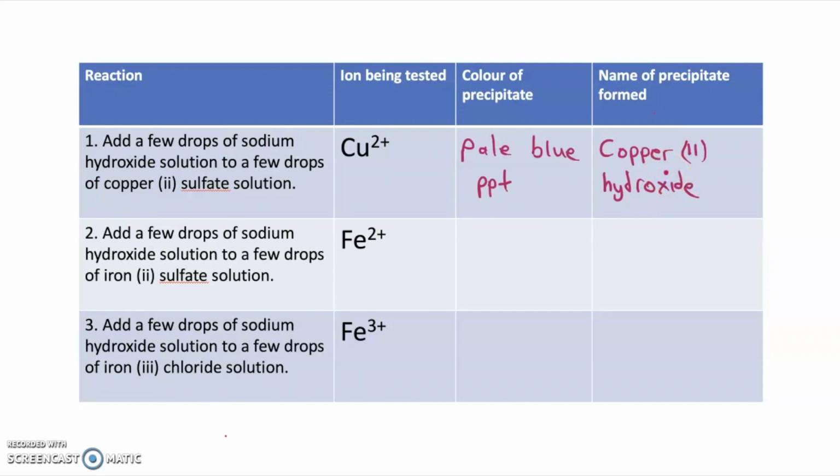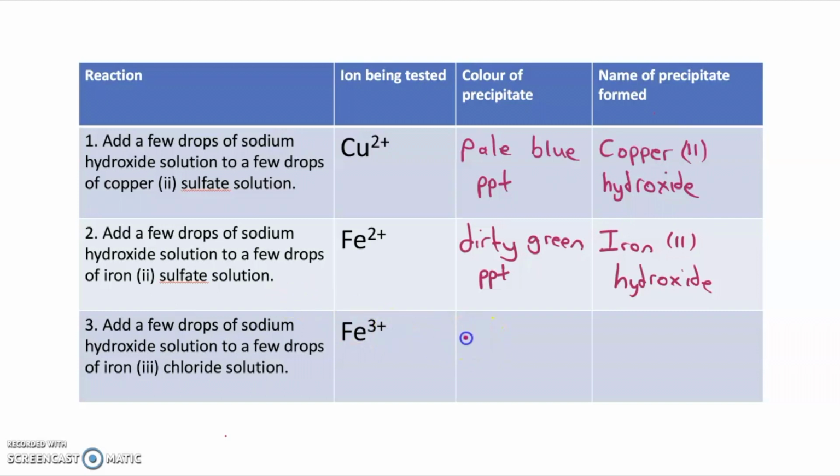Now in experiment 2, we added a few drops of sodium hydroxide solution to a few drops of iron(II) sulfate. Now iron(II) sulfate solution contained Fe2+ ions, and we formed a green precipitate. Now this was quite dark in appearance and is often referred to as a dirty green precipitate. And this indicates the presence of Fe2+ ions, and the name of this insoluble solid or precipitate is iron(II) hydroxide.